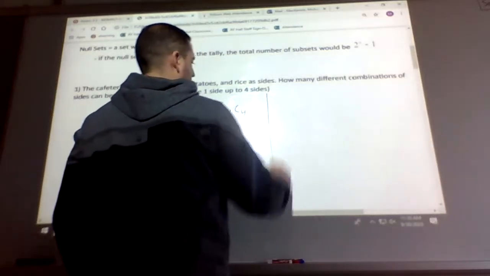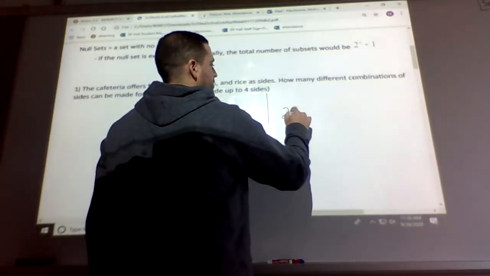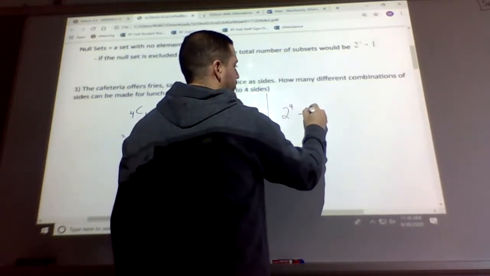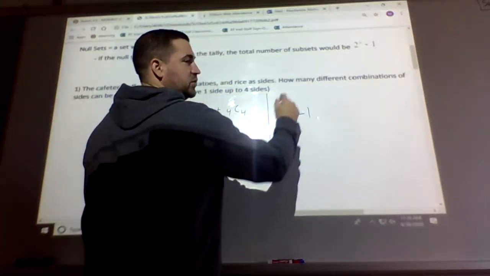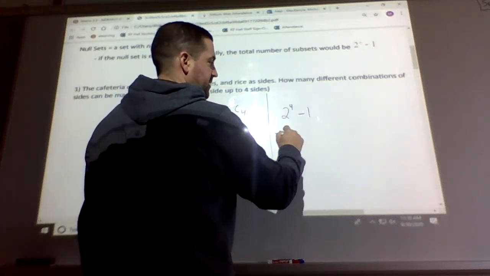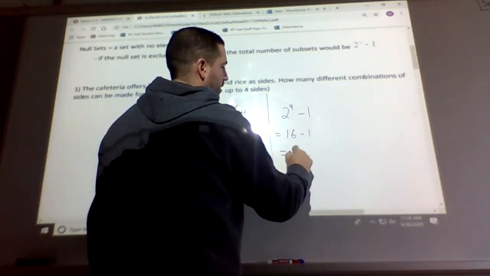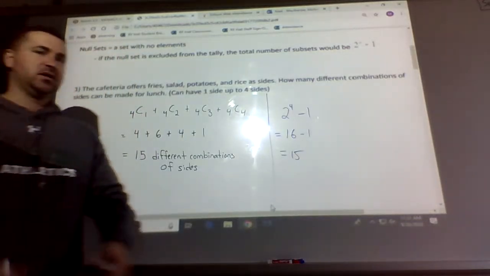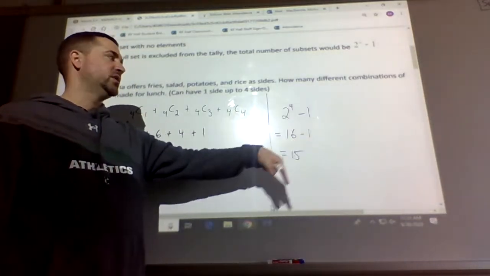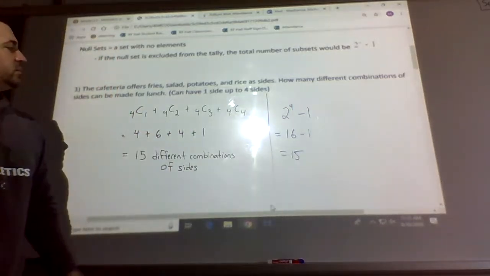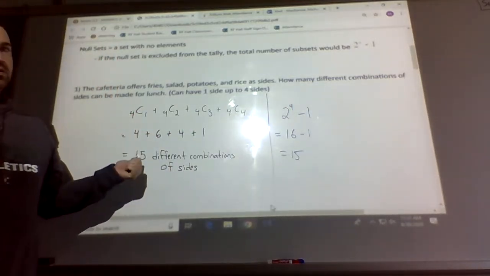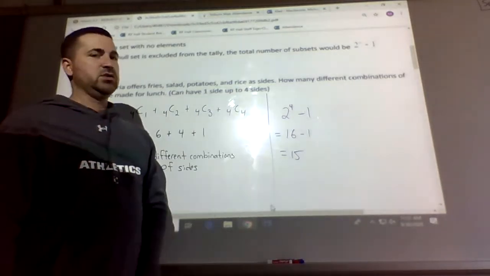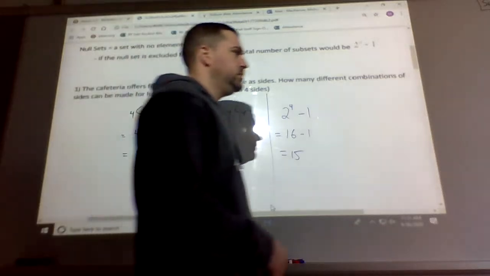So the other option you have here for the formula is 2 to the power n, where n in this case is our number of sides, which is 4, subtract 1. So 2 to the power 4: 2, 4, 8, 16. Subtract 1 is 15. So this one is obviously a much quicker formula to use, and we remove the 0. So you can use this one, using all the combinations, or we could just use 2 to the power n minus 1.